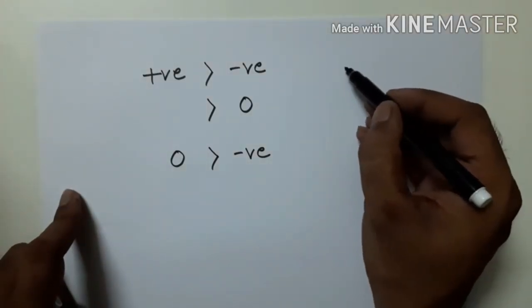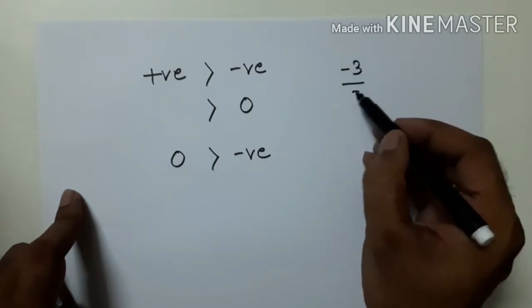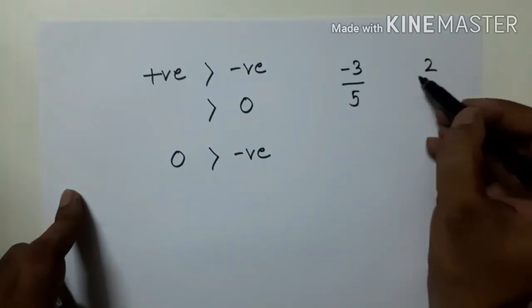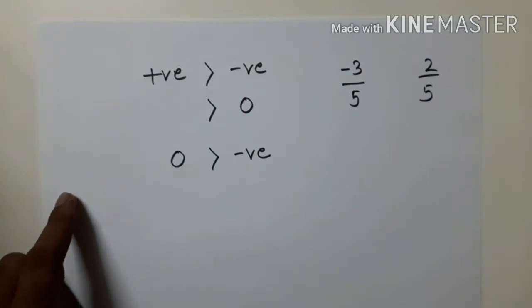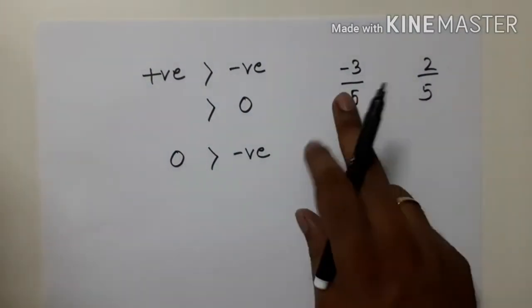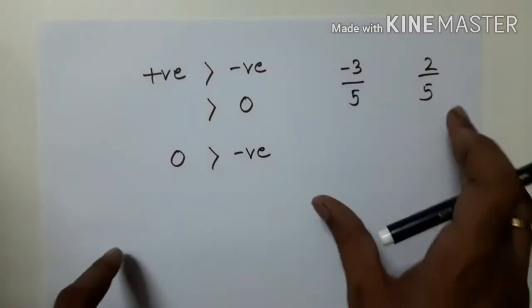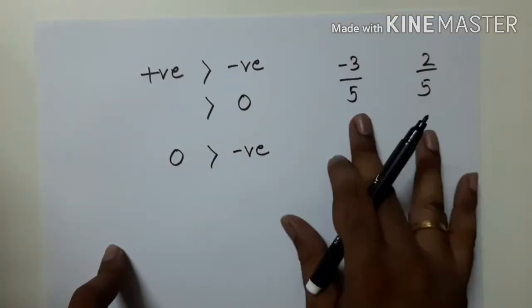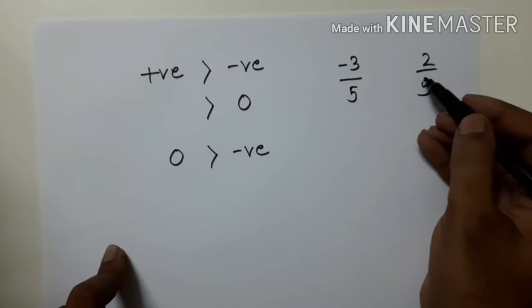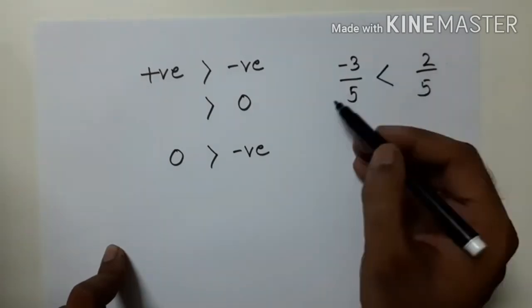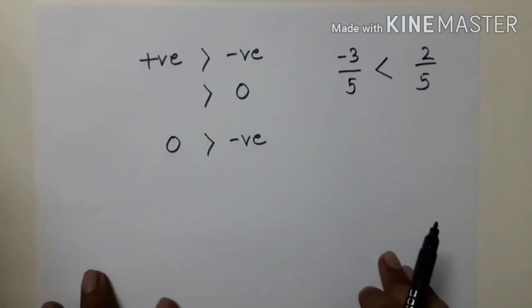Suppose we take a rational number like minus 3 by 5 and we take 2 by 5. Now it is clear that this is a negative rational number and this is a positive rational number. So there is no need for any calculations here. Just by observing, we can know that a positive rational number is always greater than a negative rational number.